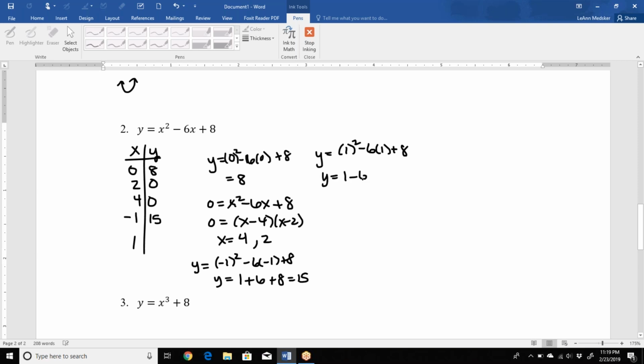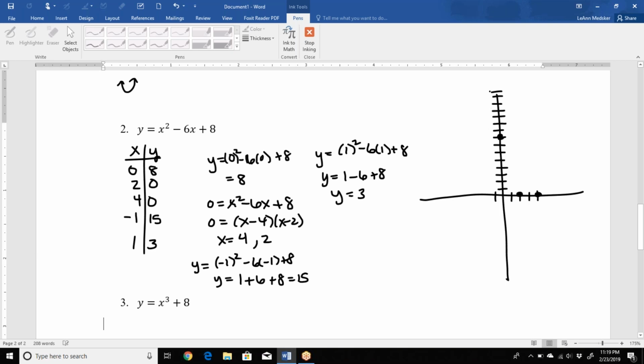So this is 1 minus 6 plus 8. That is going to be +3. Okay, so let's just plot what we know. And then, like I said, we can determine if we need more values. So 0, 8: 1, 2, 3, 4, 5, 6, 7, 8. And we have 2, 0, and 4, 0. And -1 is up at +15. So this is 9, 10, 11, 12, 13, 14, 15, just way up here. And then we had that 1 was at 3.